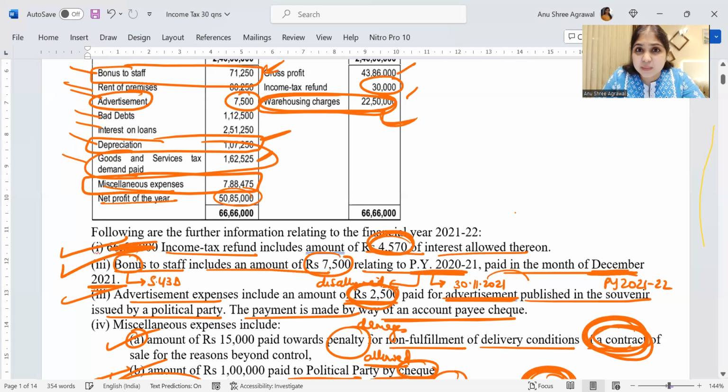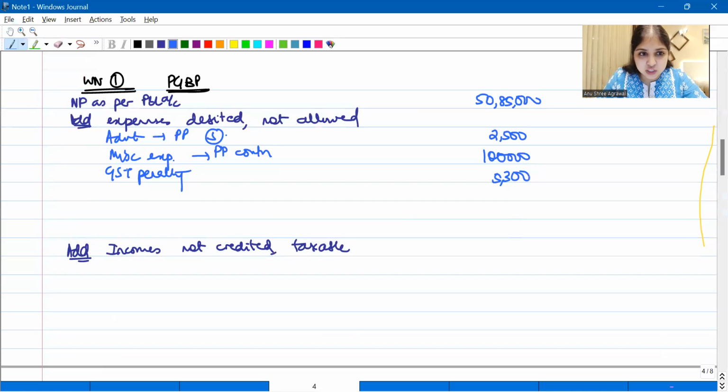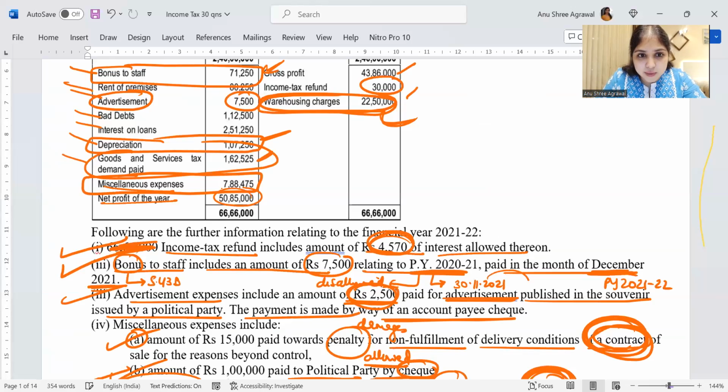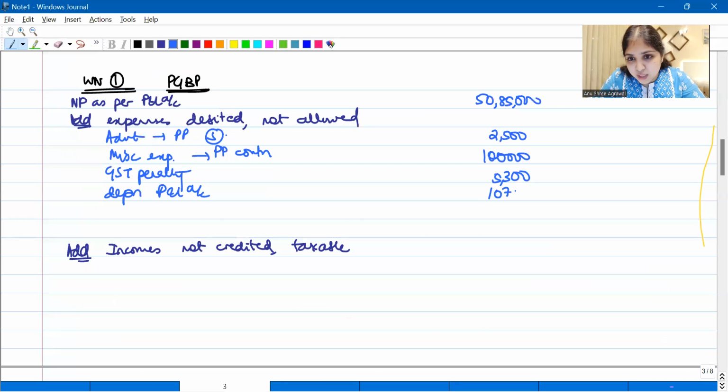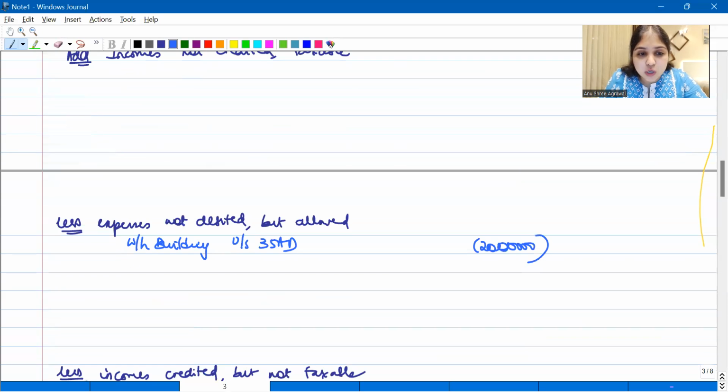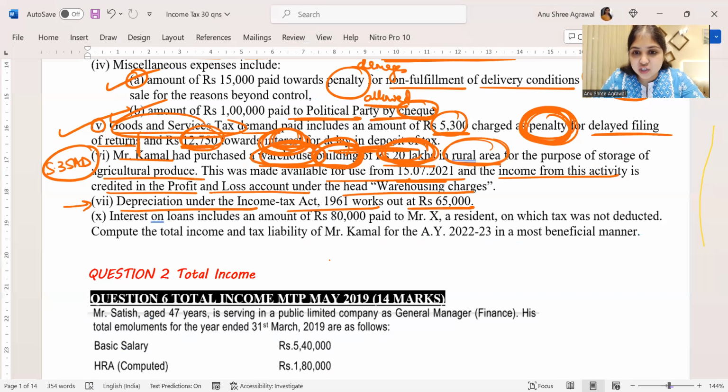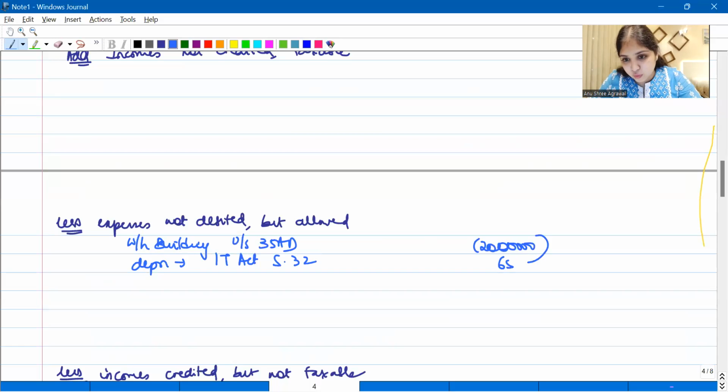So what do I do with this depreciation? I'll remove this depreciation from the P&L. Depreciation as per P&L account is how much? 1,07,250. I'll remove this, and instead I'll subtract depreciation as per the Income Tax Act with section 32. Depreciation as per the Income Tax Act is 65,000. I've subtracted this. Then what else?